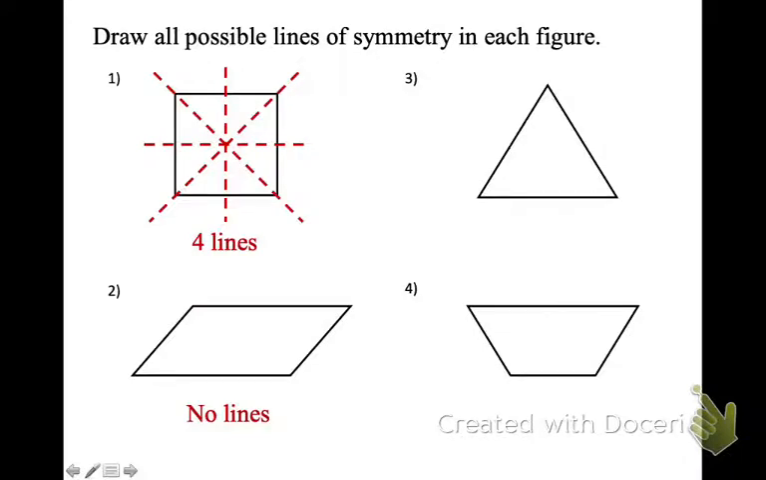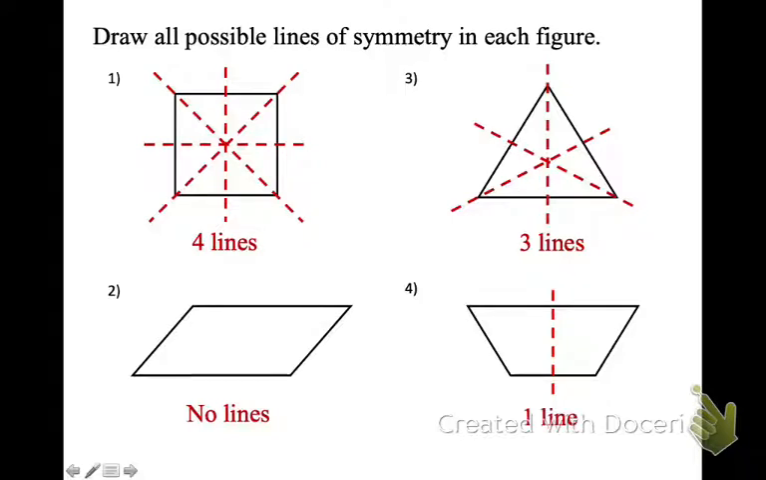Okay? Number 3, I could draw a line right here. I can draw a line from each vertex. I can draw a line right here. So here there are 3 lines of symmetry. Number 4, I can just split it in half. It's the only line of symmetry that makes both halves look exactly alike.